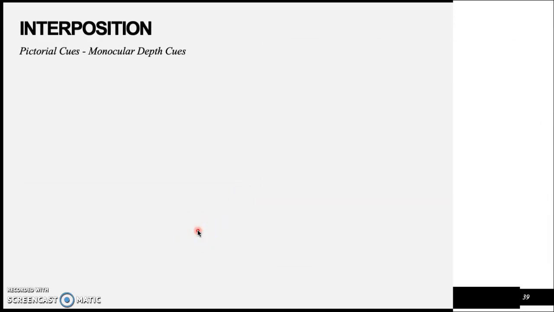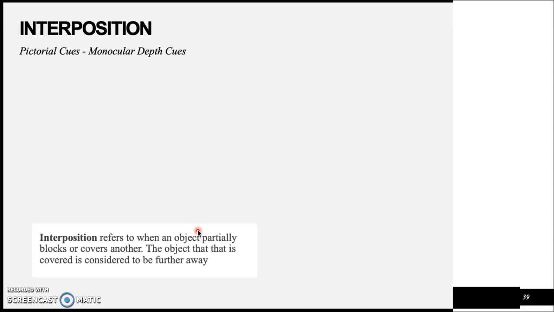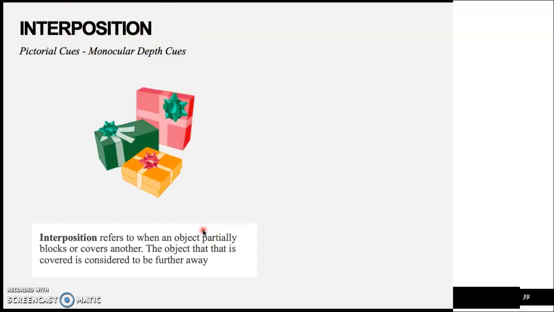Interposition. Hopefully the word itself helps tell you what it is. It's when an object is partially blocking or covering another, so the position of those particular objects. And the object that is covered is considered to be further away. So here you can see in this example, this present would be considered to be furthest away because it's blocked by this present, which is blocked by this present. Okay, so this would be the closest, and then this one would be the furthest away.